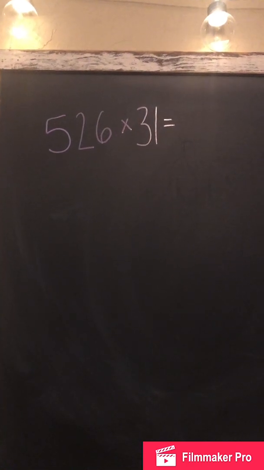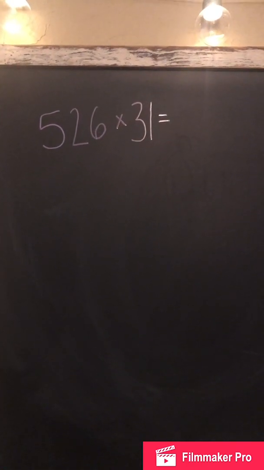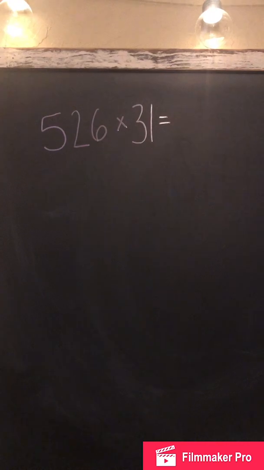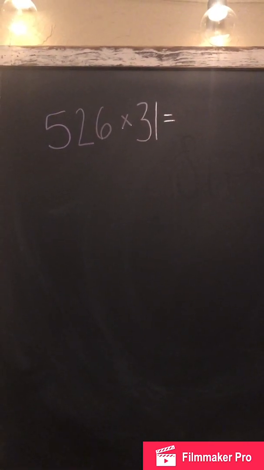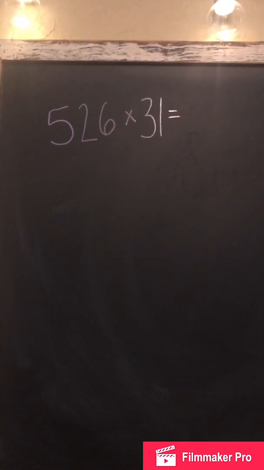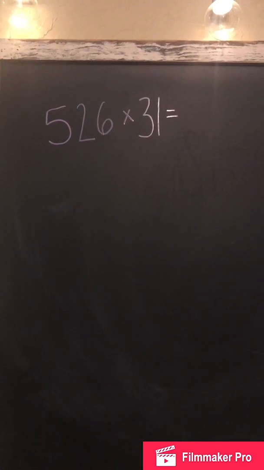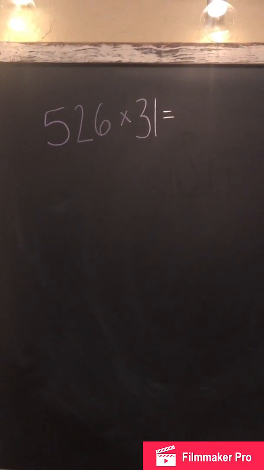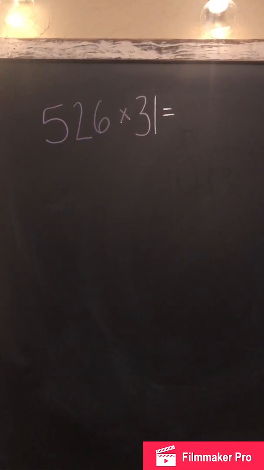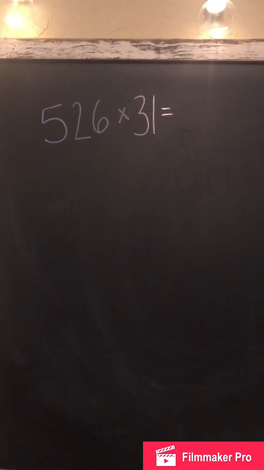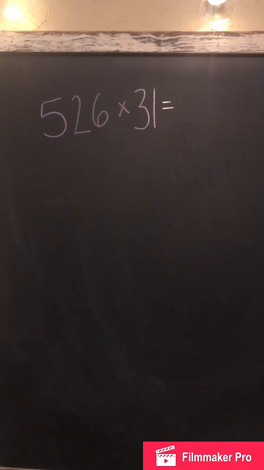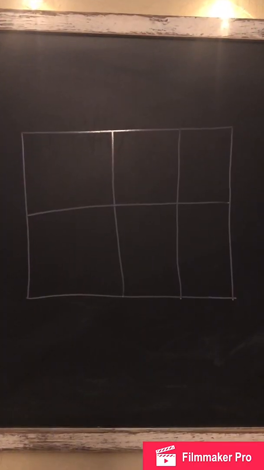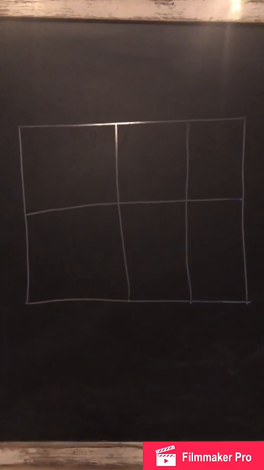Let's try another 3 by 2 digit multiplication problem using area model. Our problem is 526 times 31. This is a 3-digit number times a 2-digit number. 3 times 2 equals 6. We are going to need 6 boxes. Here I have drawn our 6 boxes.